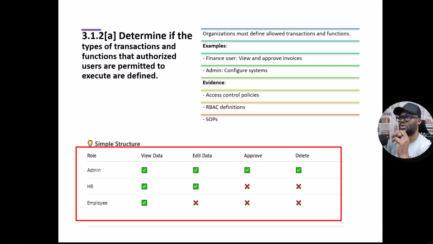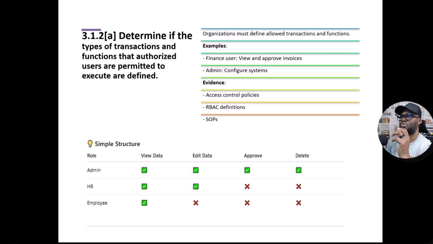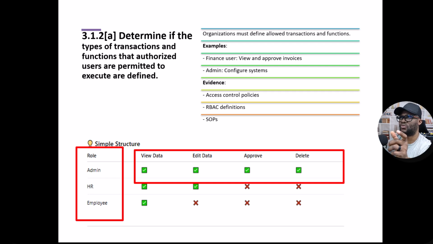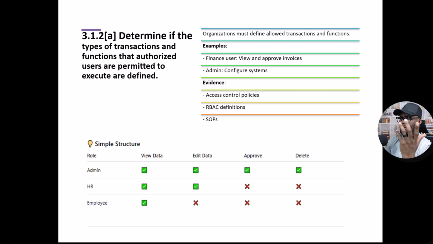If you see what I have on the screen, you see the roles, admin, HR, employee, and then you see what they can do: view data, edit data, approve, and all that. So you see one role has approval for all the four, while the other has only one. Now, for an assessor, if I ask what can this user do, and you cannot clearly answer that, it's most likely that the control is not going to be met. That means you're going to fail the practice area.